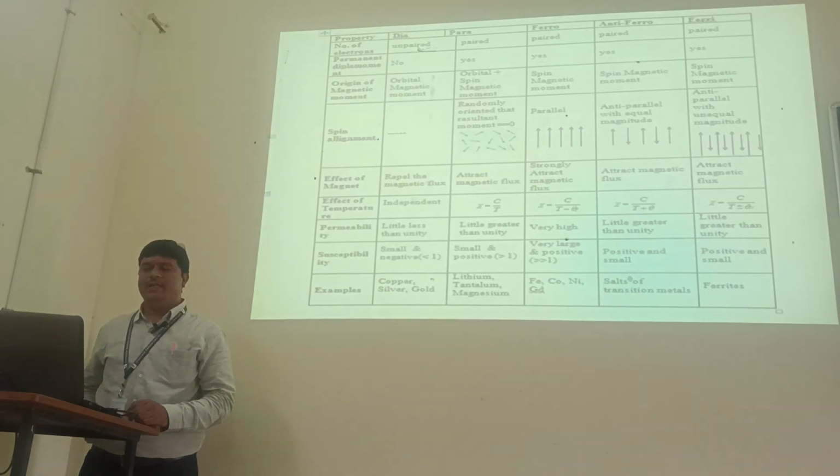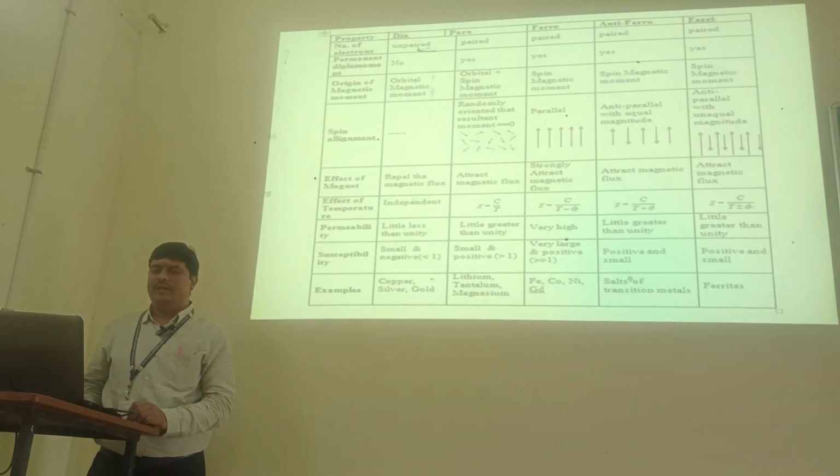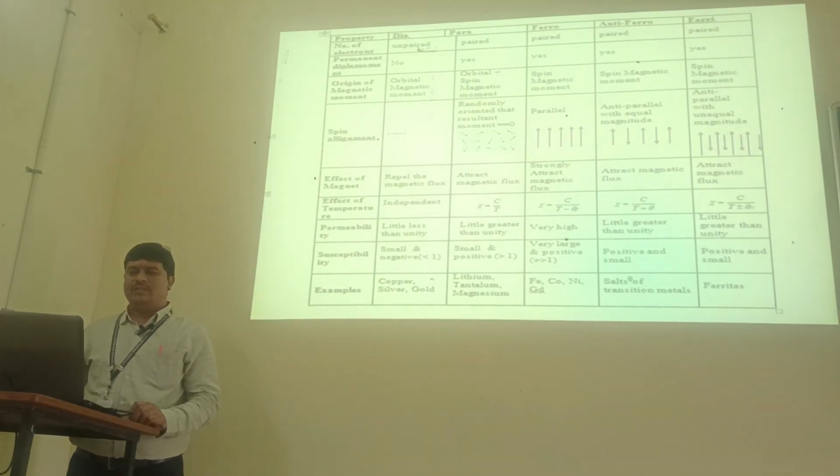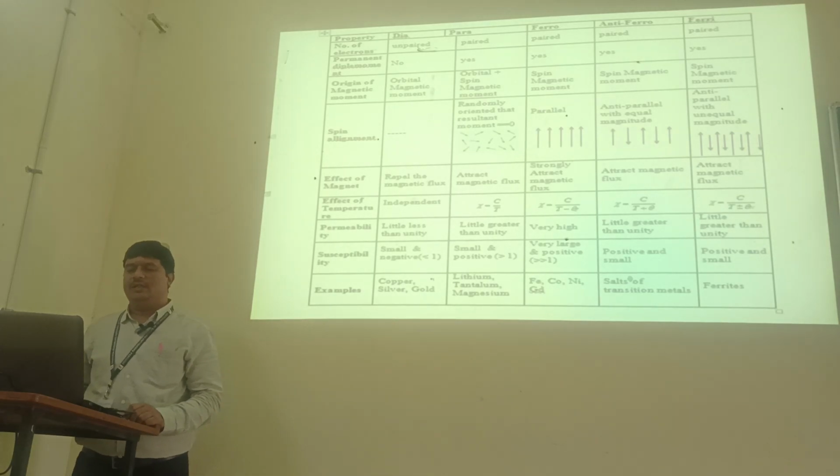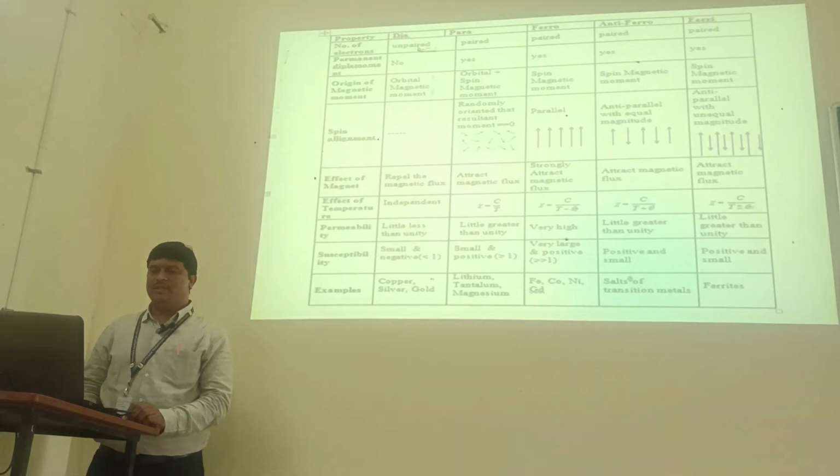In the paramagnetic material, chi equals C by T. In the ferromagnetic material, chi equals C by (T plus or minus Tc). Next, in the antiferromagnetic material, chi equals C by (T plus theta). In the ferromagnetic material, chi equals C by (T plus or minus theta).